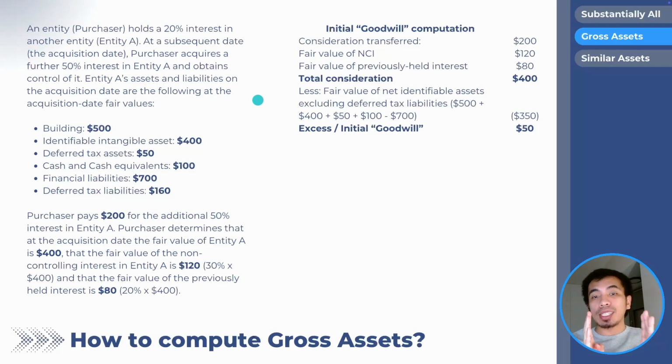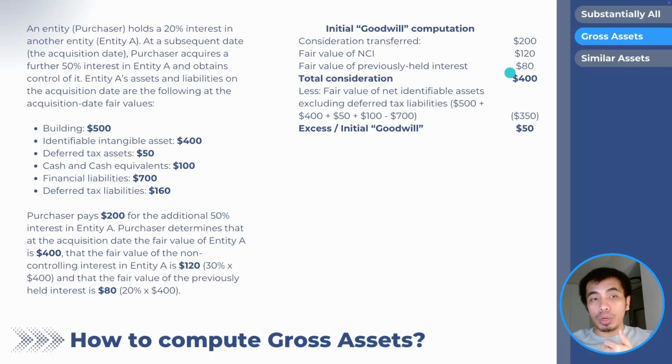So the first step that you have to do, for me at least, is to compute the excess or the initial goodwill, because we already have the other components of the gross assets. Only the goodwill is not available at the moment. According to the steps that we have already discussed, the goodwill is composed of the following. Number one, consideration transferred, 200 here. The fair value of the NCI of 120 here. The fair value of the previously held interest of 80. So the total consideration of the whole transaction is 400.